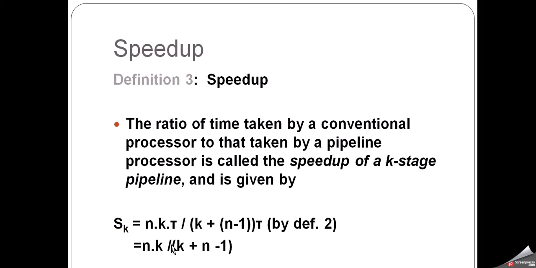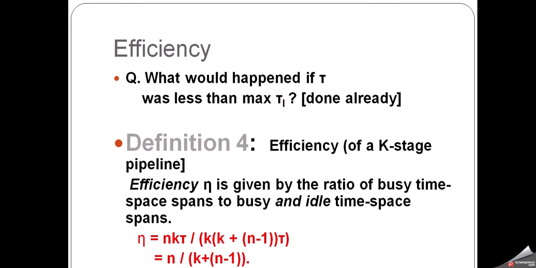And it doesn't take a lot of thought to see where n is very large. When n tends to infinity, the speed up of a k-stage pipeline is going to approach the number 1. Right?